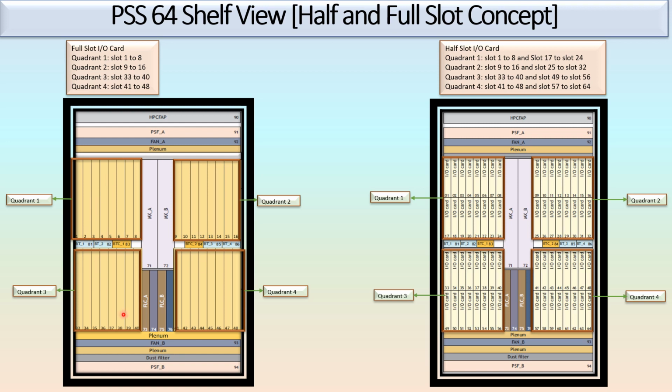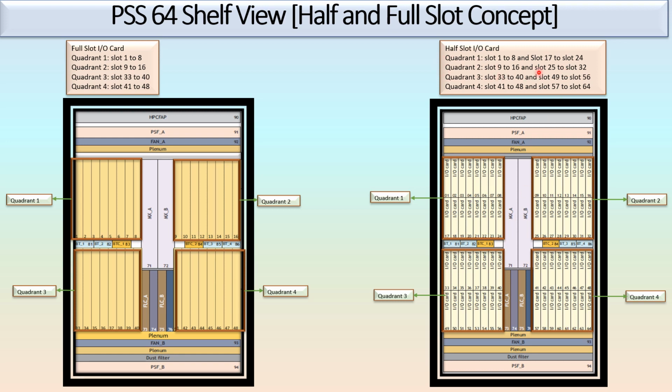So this is about the full slot, and here is the half slot input output card. You can see here in quadrant 1, if a half slot circuit pack or traffic card or any photonic module occupies a half slot, then the numbering starts from slot 1 to 8 and slot 17 to 24. You can see here for quadrant 1, for the half slot input output card, slot 1 to slot 8 and then slot 17 to slot 24.